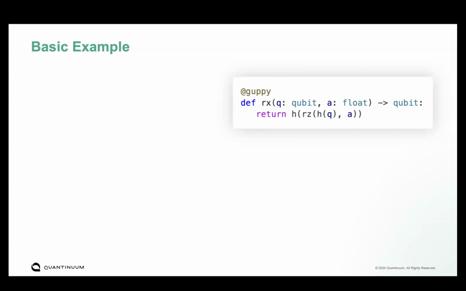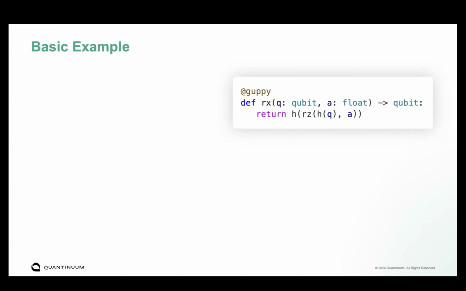In Guppy, your gate applications look like function calls. So here is a definition of an RX gate using 3 other gates. So there's a Hadamard applied, then an RZ gate and a Hadamard. And you will notice that the gates are a little different here. You are passing in a qubit, but they return a qubit. So that's the discipline of linear typing. I'll talk about it a little bit more later. And you see that in a Python program, the Guppy portion of the program is distinguished by the decorator @guppy.